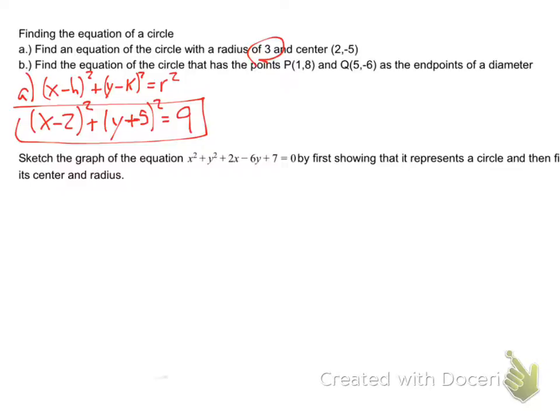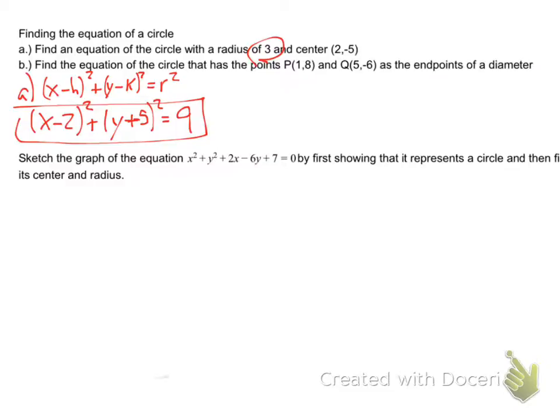The second one is, I'm guessing there's probably not too many questions on that one. The second one, though, is write the equation that has the points P is 1, 8, and Q is 5, -6, as the endpoints of the diameter. Well, that's an interesting one. Yes, I agree, we'll use the midpoint. Midpoint will help us find the center.